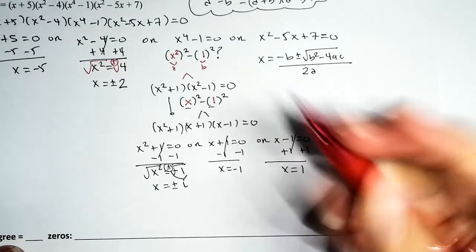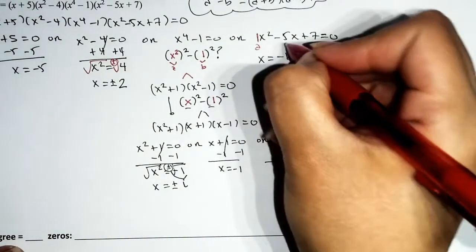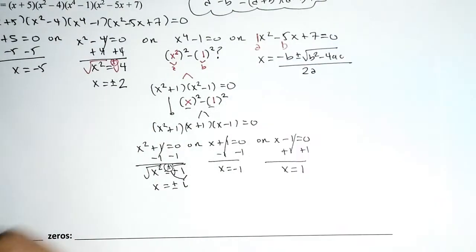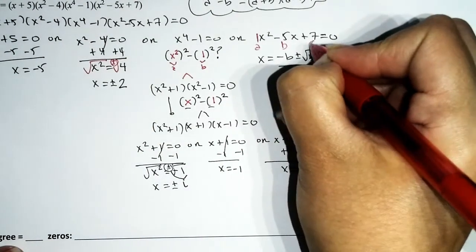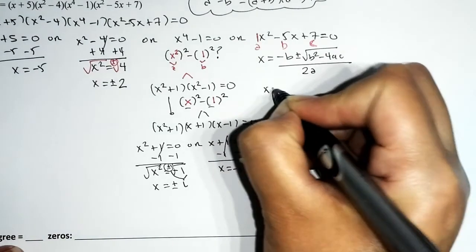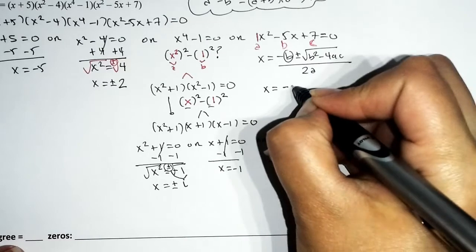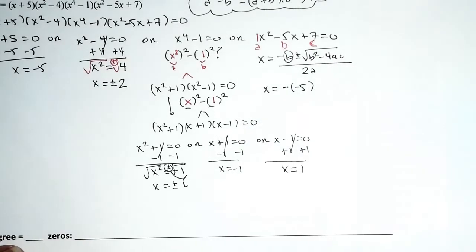The leading coefficient is 1, so that's our a. The coefficient of the x term is negative 5, that's our b. The constant term is 7, so that's our c. Okay, we have the formula nailed. We have a, b, c identified. There's nothing stopping us. So that will give us x equals opposite b. The value of b is negative 5, so we should have negative 5.